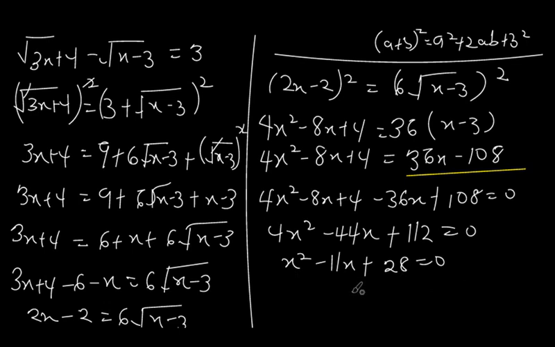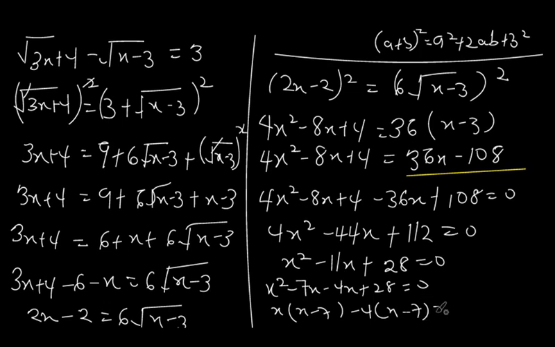Okay, so I'll go straight ahead. So the two values that will give us this, 1 times 28 is 28. The two values that if we multiply we get 28, and then if we add we get negative 11 is negative 4 and then negative 7. So we have here x squared minus 7x minus 4x plus 28 is equal to 0. So from here we will get what? x into bracket x minus 7, then minus 4 into bracket x minus 7 again is equal to 0.